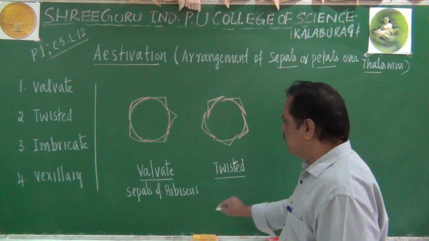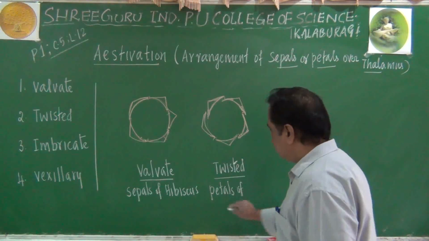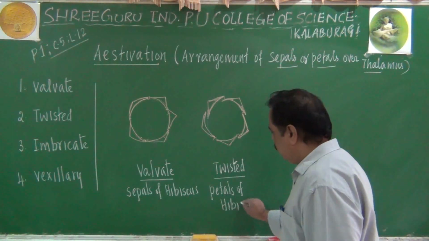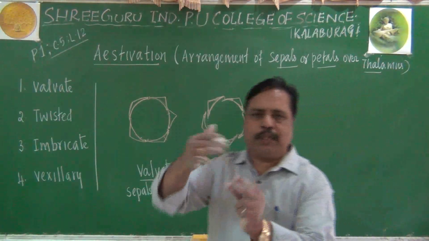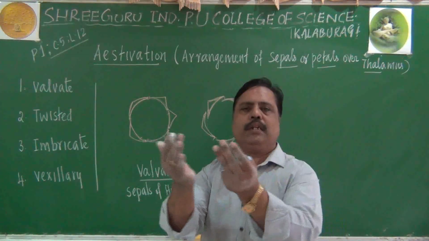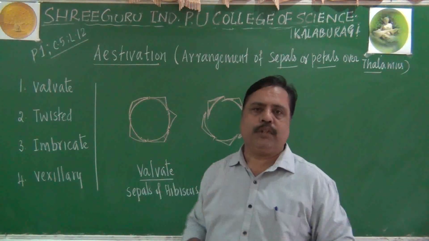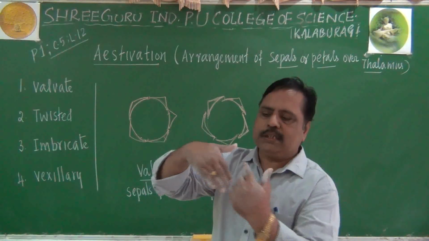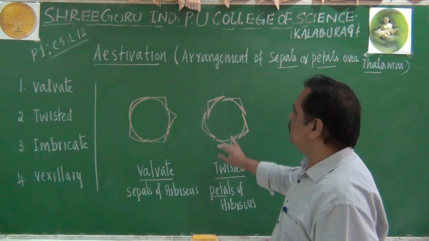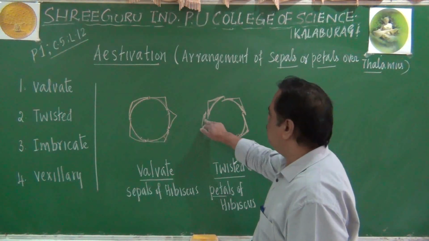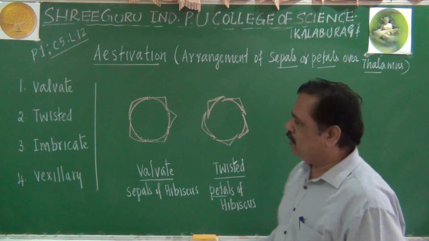Example for twisted estivation is the petals of hibiscus. You may be recalling this point also. In hibiscus, sepals are valvate, petals are twisted, where one margin is inside and one margin is outside. That is called twisted estivation. You may be recalling the difference between this diagram and this diagram.